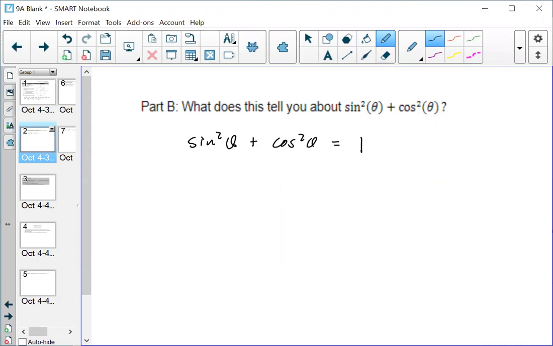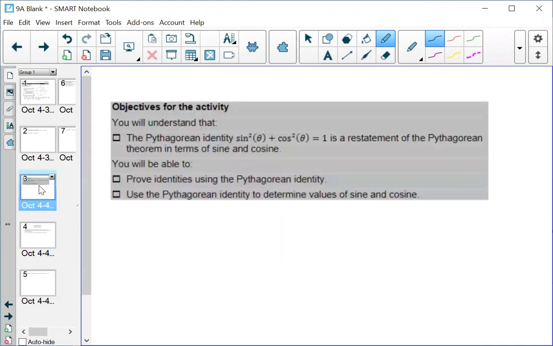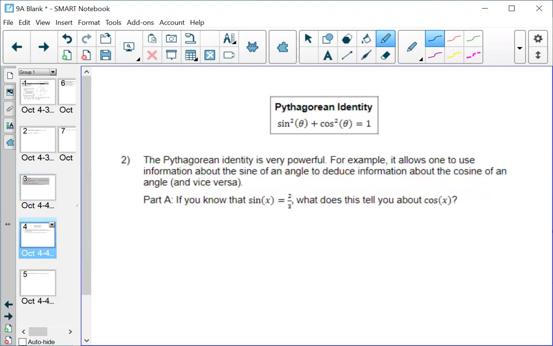So if we go to the next page, objectives for the activity: you will understand that the Pythagorean identity, sine squared theta plus cosine squared theta is 1, is a restatement of the Pythagorean theorem in terms of sine and cosine. You will be able to prove identities using the Pythagorean identity. Use the Pythagorean identity to determine values of sine and cosine. Listed at the top here is the Pythagorean identity. We see it as sine squared plus cosine squared is equal to 1.